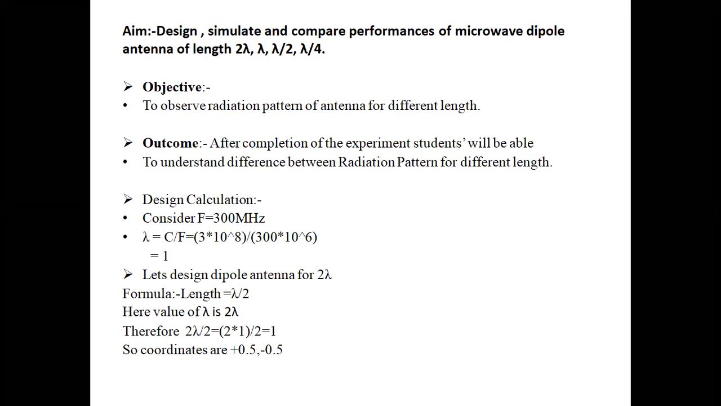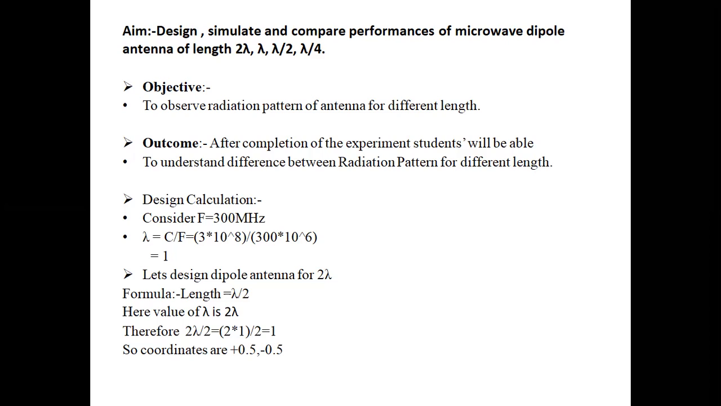Now, what will be the difference? The difference is when the length of the antenna is greater than or equal to 2 lambda, side lobes will be added in the radiation pattern. For lengths less than 2 lambda, like lambda, lambda by 2, lambda by 4, and so on, like lambda by 6 or 8, you will get only the main lobes. That difference you have to study in this practical.